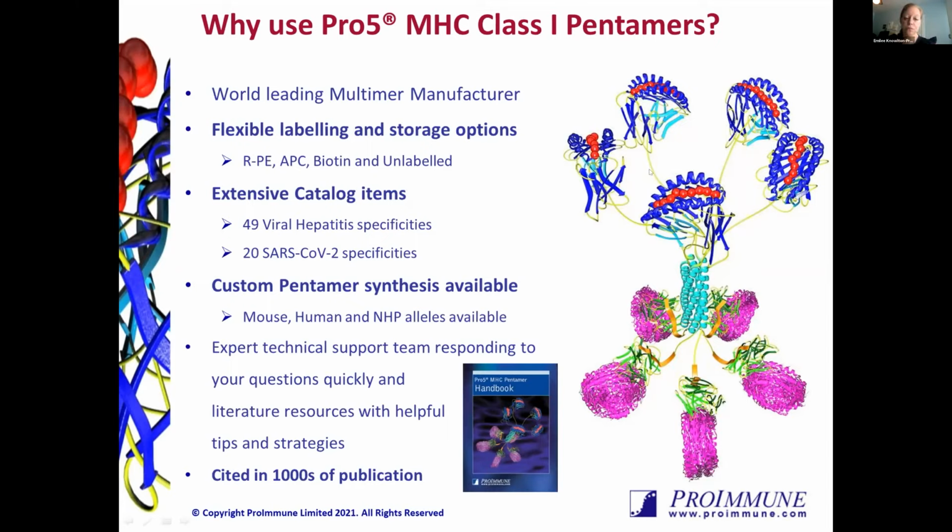We have more than 450 different catalog items. You're going to hear about viral hepatitis here shortly, and you just heard about SARS-CoV-2, so you can see we have around 69 specificities on those 2 topics. We're constantly adding to this catalog, but if we do not have your specific sequence of interest, then we can certainly do a custom reagent as well. And I'm going to be talking a little bit more about that here towards the end of the talk.